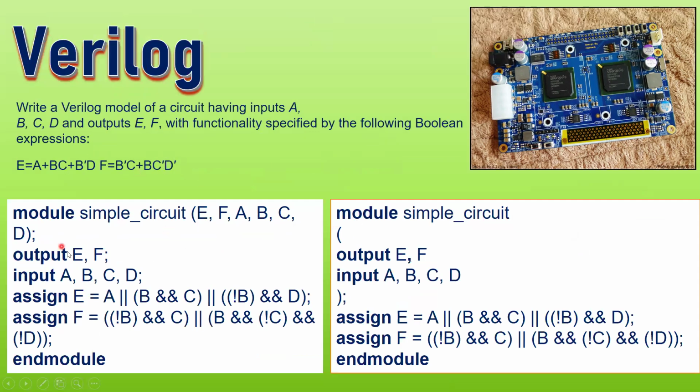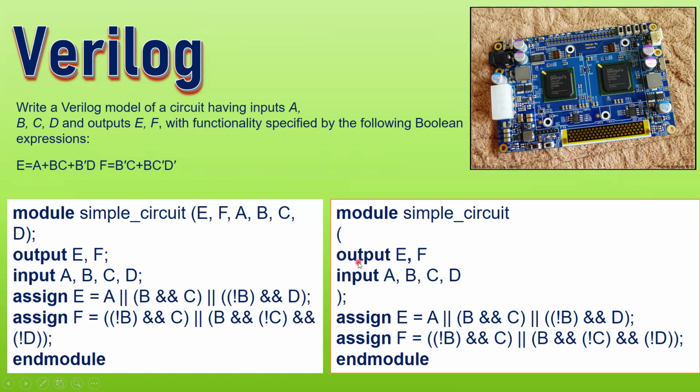For example, you see these codes that we covered in the previous module, and if we are given this expression E equals A or B and C or B bar and D, and this one also, we can use these kinds of Verilog modeling syntax. You start with the module, then the name of the module. In my case, I have given the name simple underscore circuit. You can write example one or whatever, and then put the parentheses, and in between these two parentheses you define your output port and the input port.